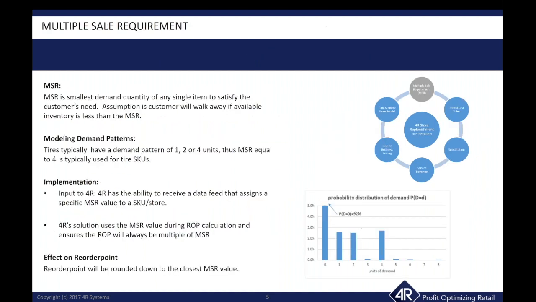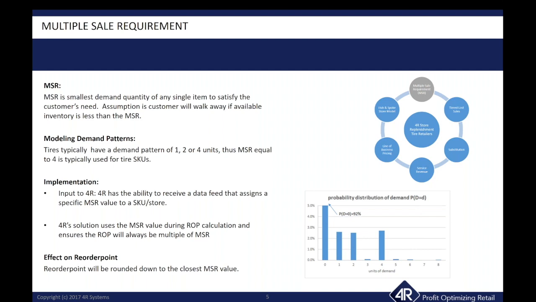The first feature we will discuss is called multiple sale requirement, or MSR for short. MSR is the smallest demand quantity of any single item to satisfy the customer's need. The assumption with MSR is that the customer will walk away without purchasing anything if the inventory is less than the MSR. The best example of this feature can be applied to tires.